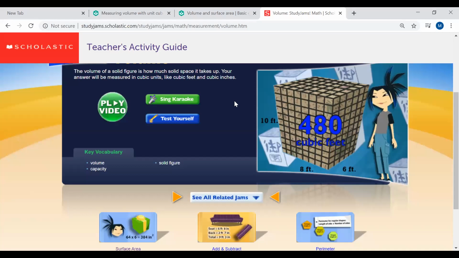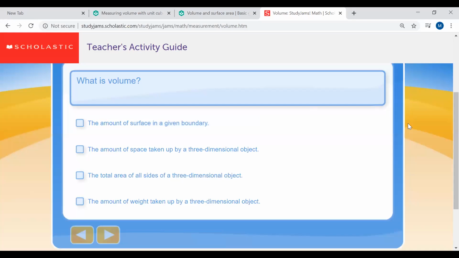Okay, so hopefully that kind of clears up how to find volume. You multiply the length times the width times the height. All right, so we are going to do these test yourself questions. I'm going to try these out and see how we do.